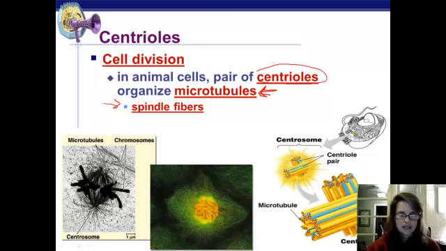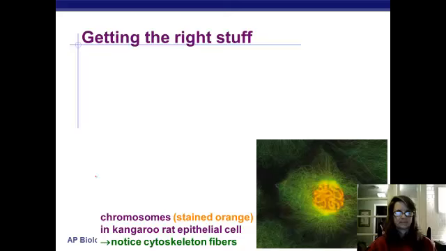So what we see here, these are what the centrioles roughly look like. They exist in pairs, and during cell division, the pair splits up, and one goes to one side and one goes to the other side, and they organize these spindle fibers, these microtubules, and so they can attach to the chromosomes and ultimately pull them apart.